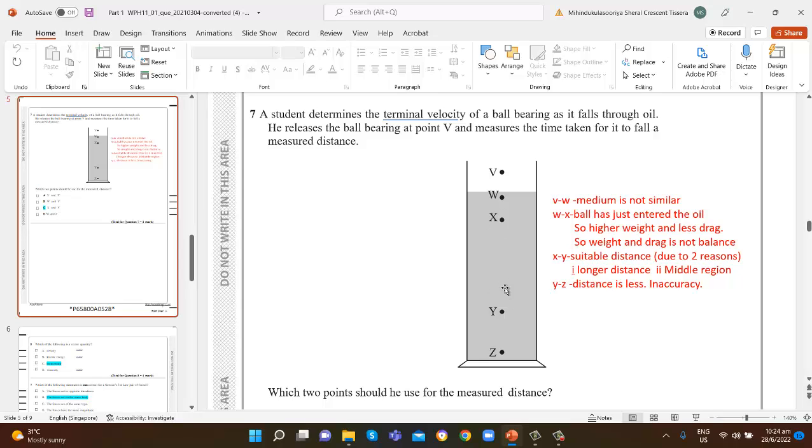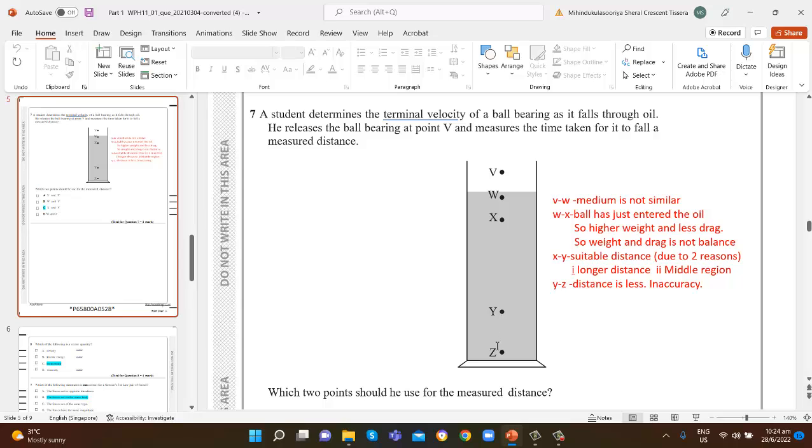What do you think of X to Y? For me, of course, even if I don't know physics, I will say it is X to Y, because it is a suitable distance for 2 reasons: longer distance and middle region. Everything is satisfied with X to Y. I'll talk about Y to Z. Why are we not taking Y to Z?